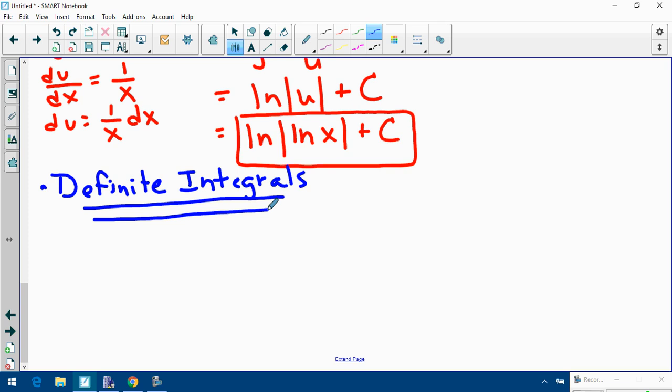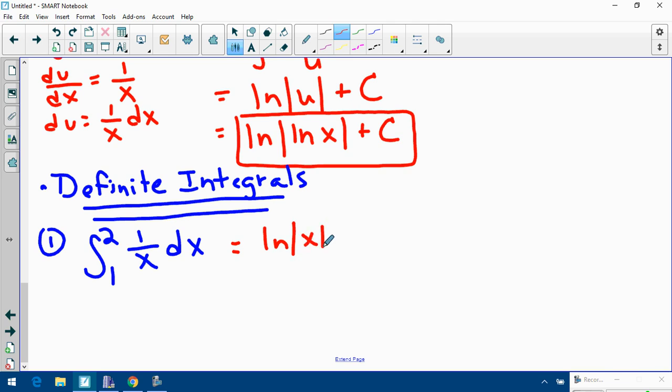Okay, and these basically are the same idea, just we have bounds now. So I want to do, we'll start with an easy one, the integral from 1 to 2 of 1 over x dx. Okay, so we don't even need u sub with this one. This is as easy as it gets. This is just ln of the absolute value of x, and that no longer plus c, because we are evaluating from 1 to 2.